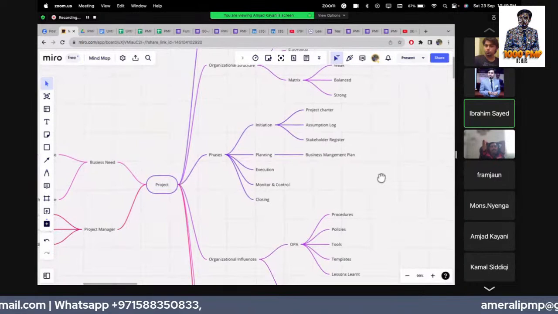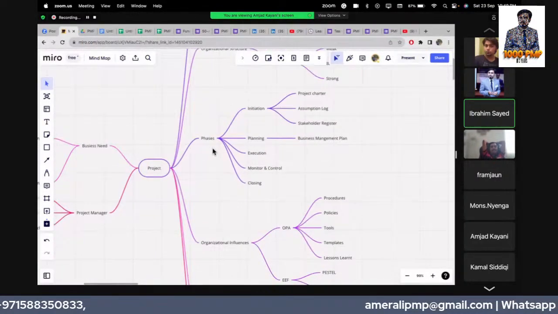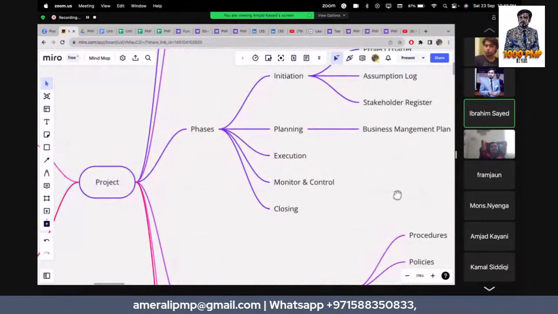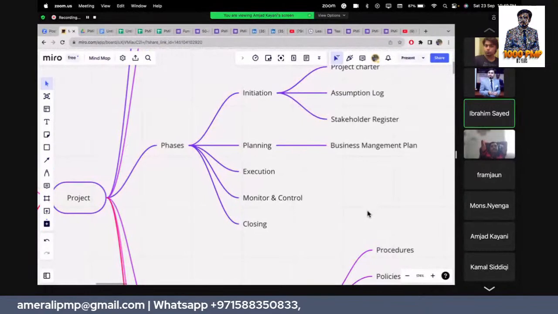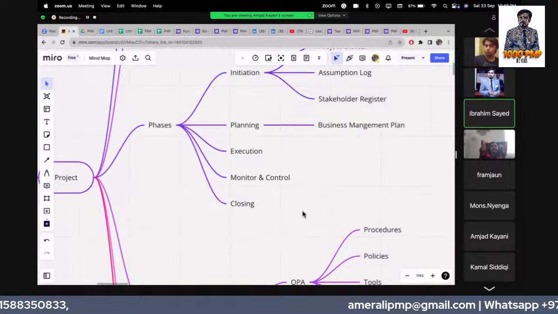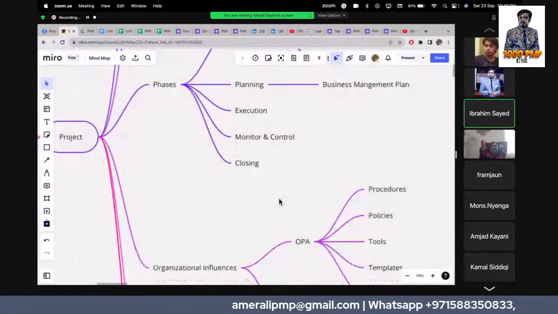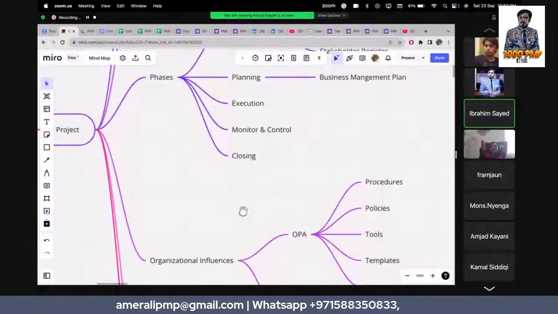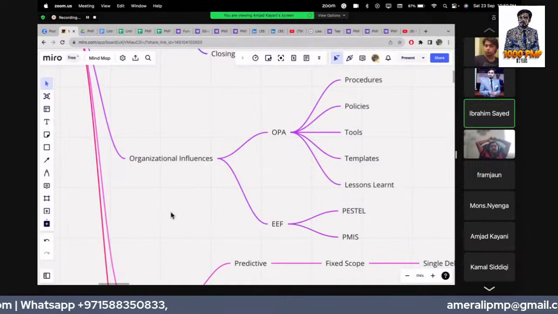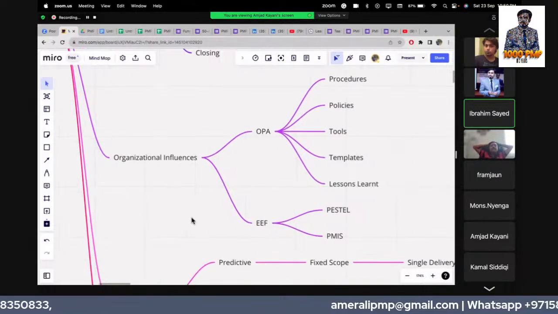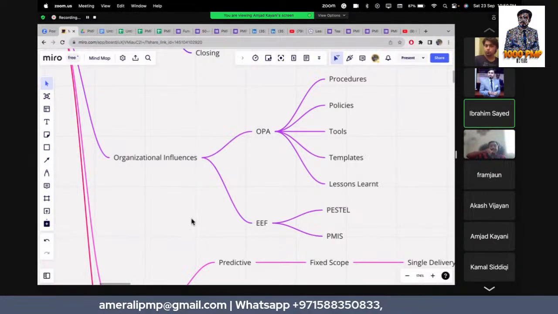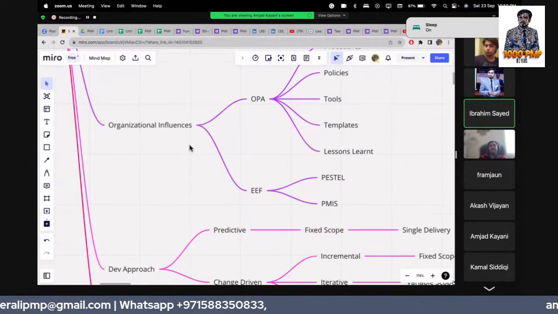There are the phases. In the initiating phase, we have three documents: project charter, assumption log, and stakeholder register. In planning, we plan the activities. In the execution phase, we actually do the work. In monitoring and controlling, we manage the work, and in closing, we close the project. There are two types of organizational influences, OPA and EEF. OPA is the procedures, policies, tools, databases, templates, and lessons learned register, and EEF means enterprise environmental factors.